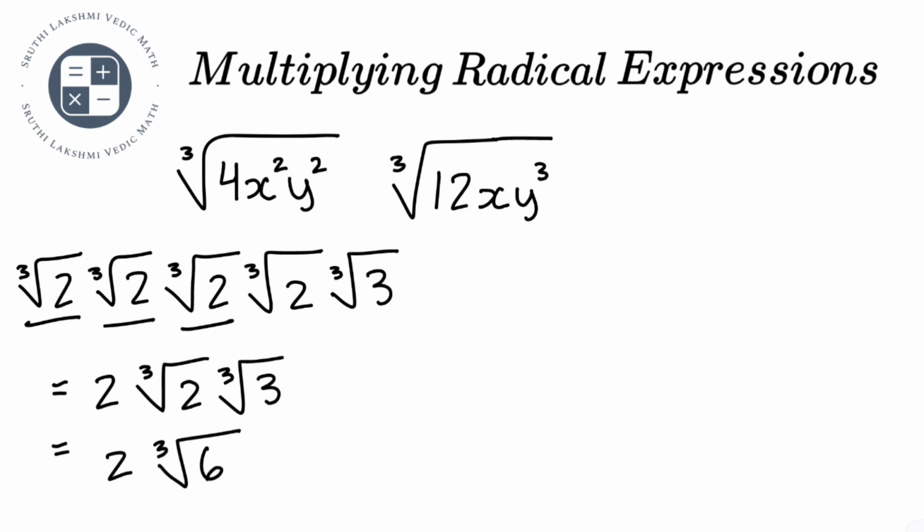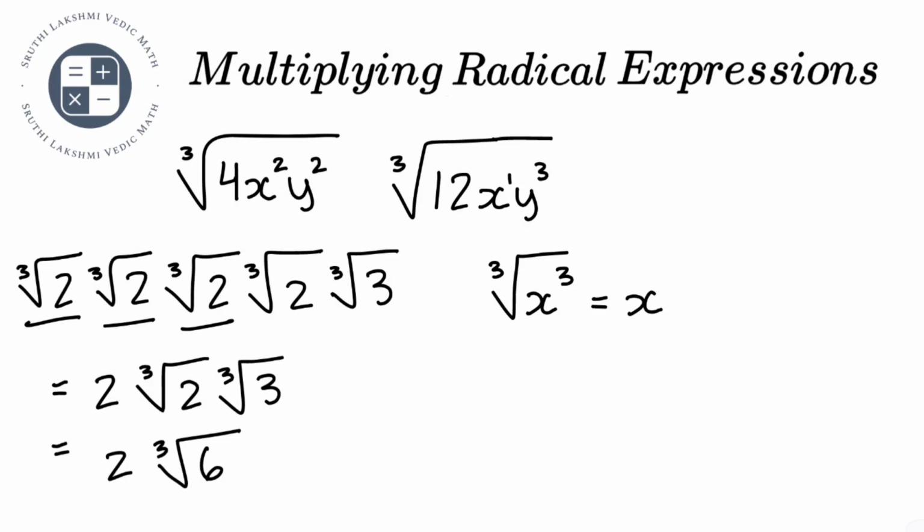Now on to the variables. So now let's multiply the variables first. X. That would give us the cube root of x to the third power. We can assume that the exponent here is 1 since there is none. X to the second power times x equals x to the third power. Now, since the index and the exponent are both the same, this would give us x.